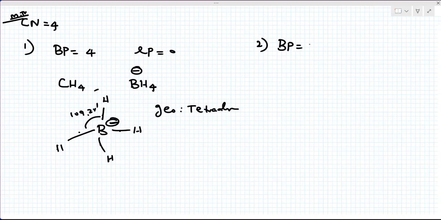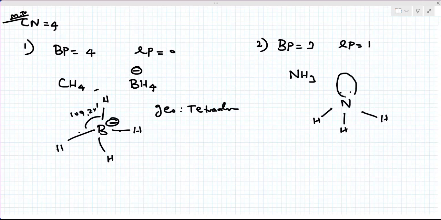Now the second case, very important: bond pair count is 3 and lone pair count is 1. The example is ammonia, NH3. Nitrogen is group 15, 15 minus 10 gives 5 valence electrons: 1, 2, 3, 4, 5. Hydrogen is monovalent, so 3 hydrogens.